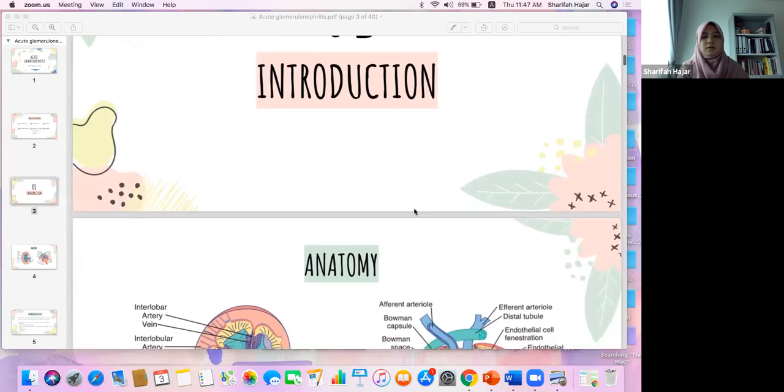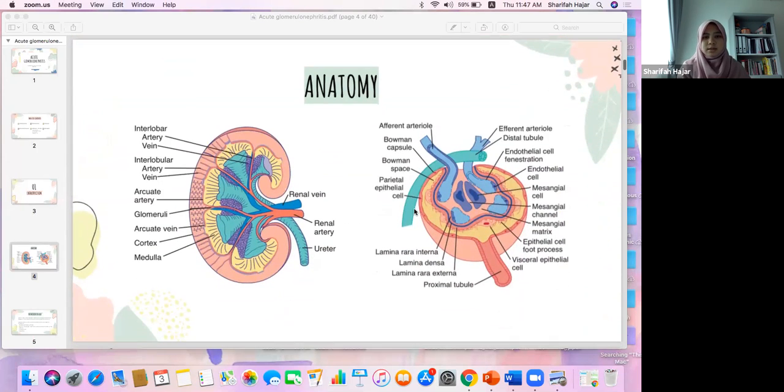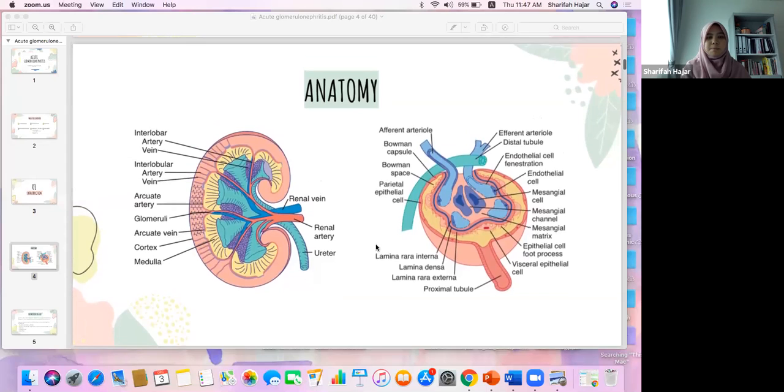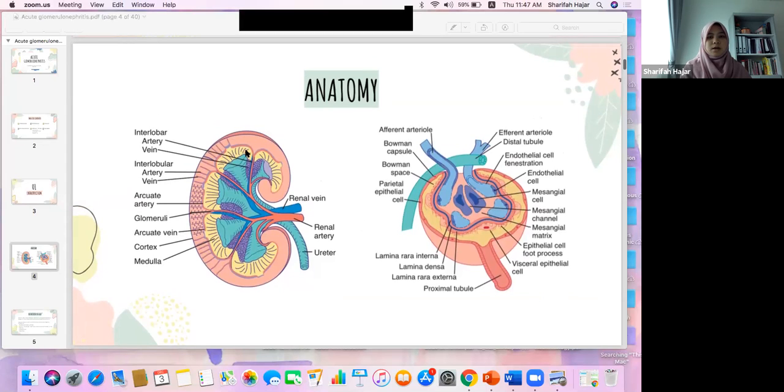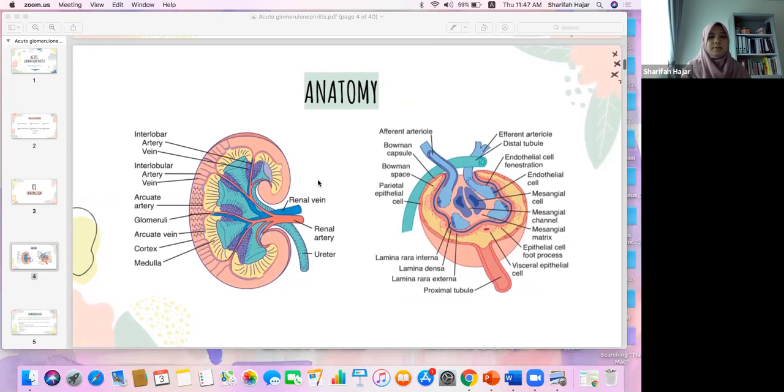So for the introduction, this is the anatomy of the kidney. We know the kidney has very important functions, such as homeostasis, to excrete waste from our body, and also to maintain water, electrolyte, and acid-base balance. And it also has endocrine function, regulation of blood pressure, and regulation of blood calcium level.